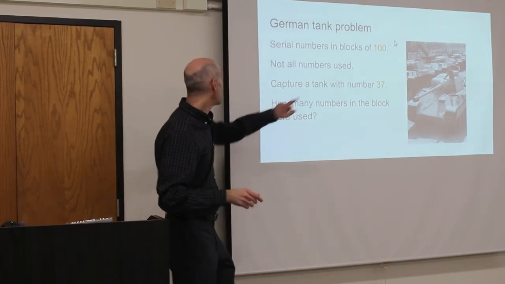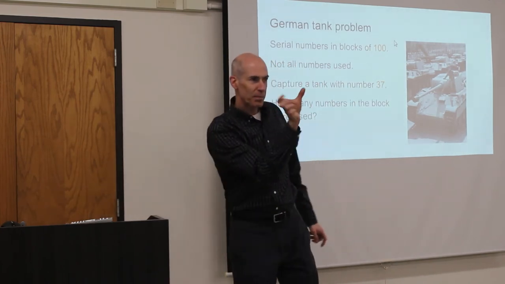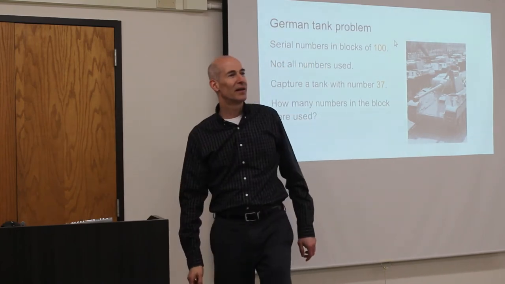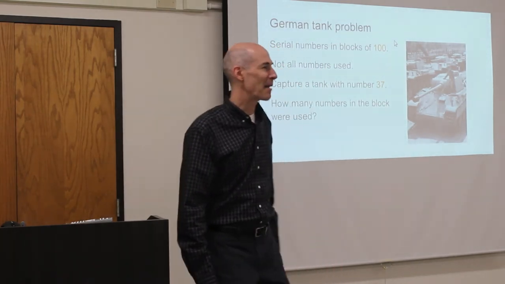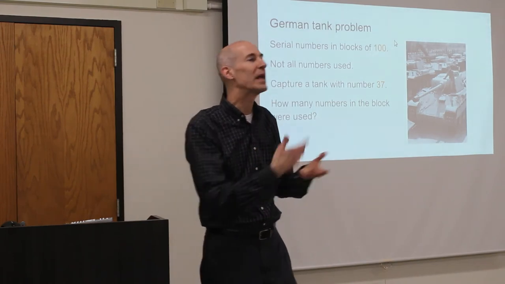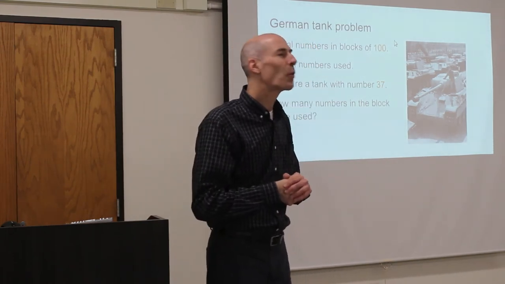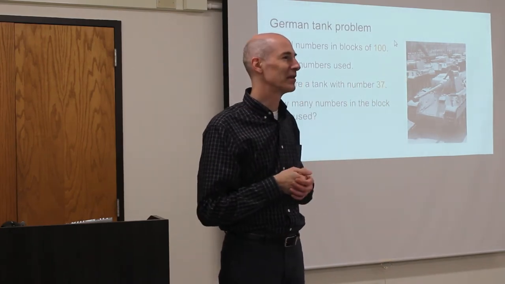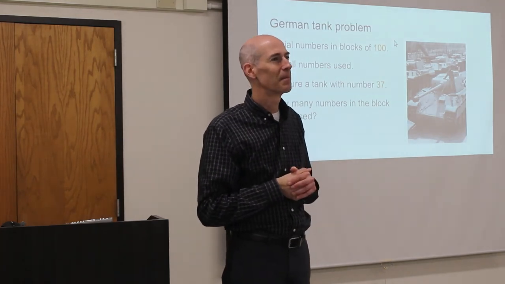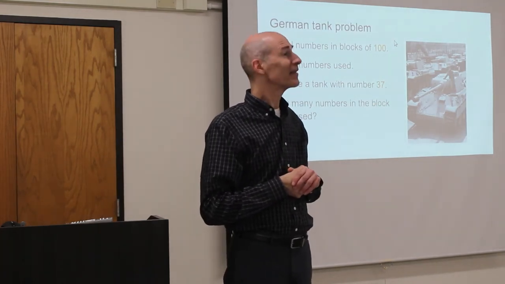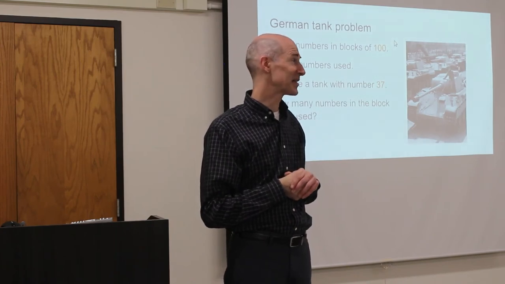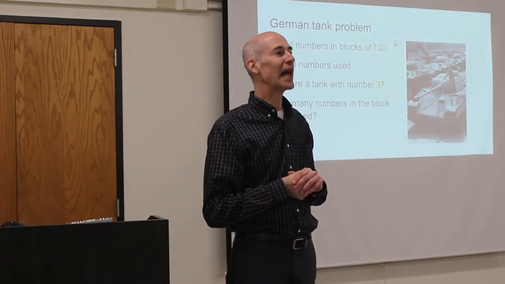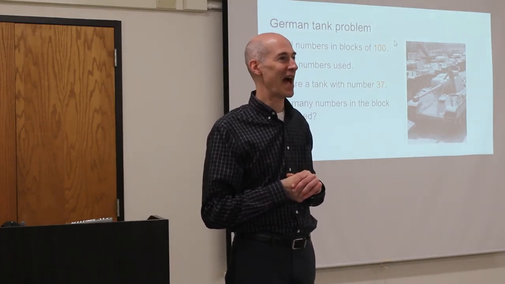So the serial numbers that you saw gave you a hint about how many tanks the Germans were producing. So if you imagine that you capture a tank, and you know which block the serial numbers came from, and you capture tank number 37, you get some information there about how many tanks there are, or how many parts. There are actually wheels and chassis that they were looking at. So what do you know? It's a block of 100 numbers. You capture tank number 37. What does that tell you? At least 37 tanks? They've got at least 37 tanks. So everything from 36 on down has been eliminated by the data.